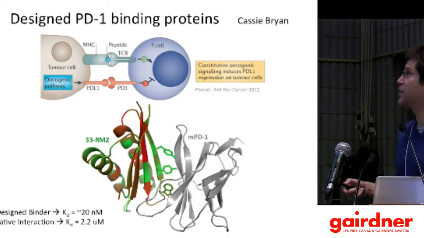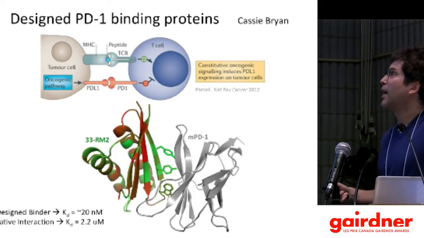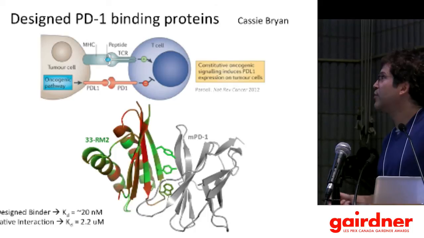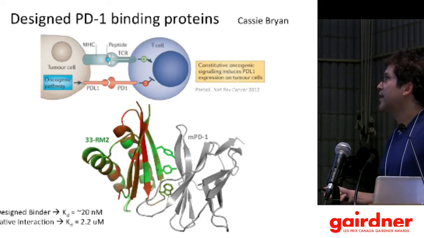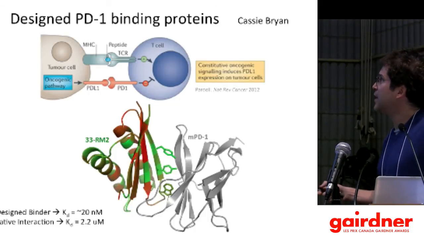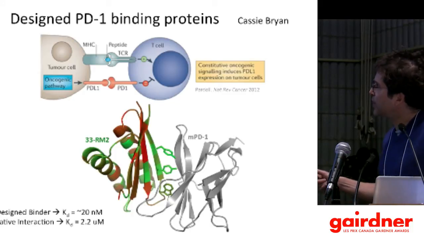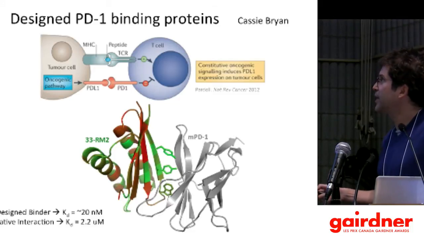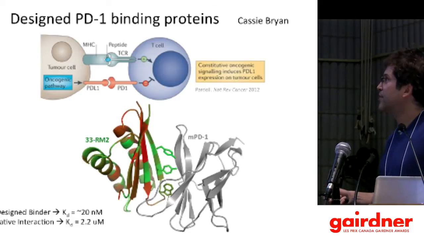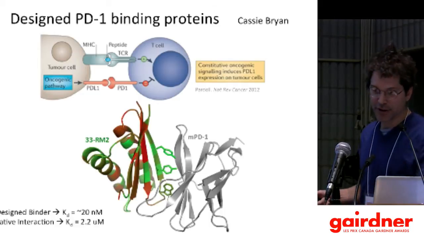So we don't have to target just pathogen proteins. We can also target self-proteins. So this is the PD-1 protein, and we've designed a small protein which binds quite tightly to the PD-1 protein, more tightly than the natural ligand, which is PDL2. There's a lot of interest in this protein for cancer immunotherapy, and we're starting to think in those directions.